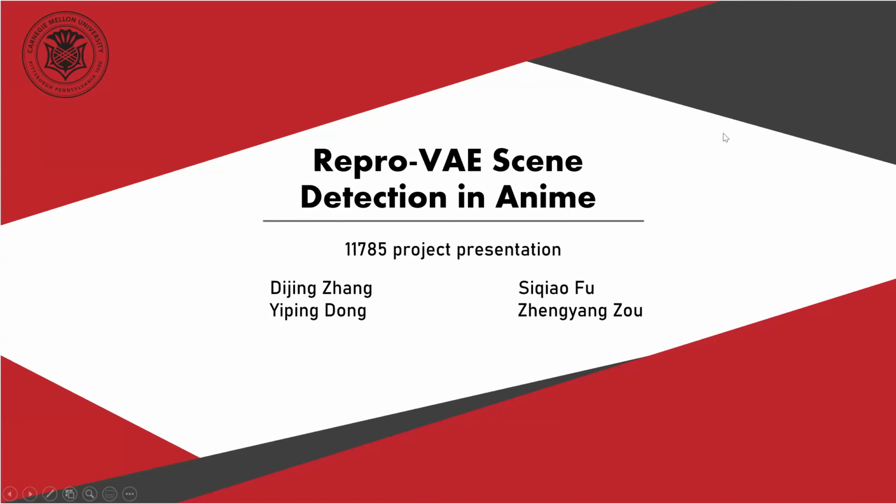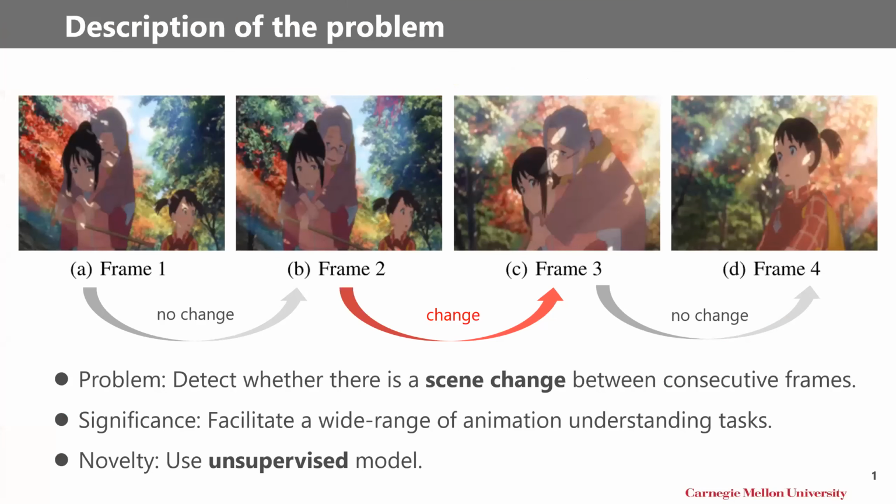Hi everyone, this is a deep learning project for Repro-VAE scene detection in anime. Our project aims at the problem of scene detection in 2D anime using unsupervised learning. Specifically speaking, we want to detect whether there is a scene change between consecutive frames in the animation.